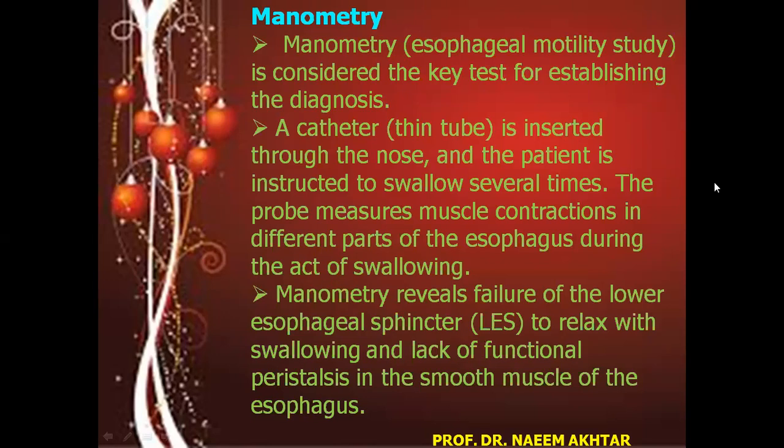Manometry. As I have said, manometry is important and it is the key test for establishing the diagnosis of cardiac achalasia. A catheter, which is a thin tube, is inserted through the nose and the patient is instructed to swallow several times. The probe measures muscle contractions in different parts of the esophagus during the act of swallowing. Manometry reveals failure of the lower esophageal sphincter to relax with swallowing and lack of functional peristalsis in the smooth muscle of the esophagus.